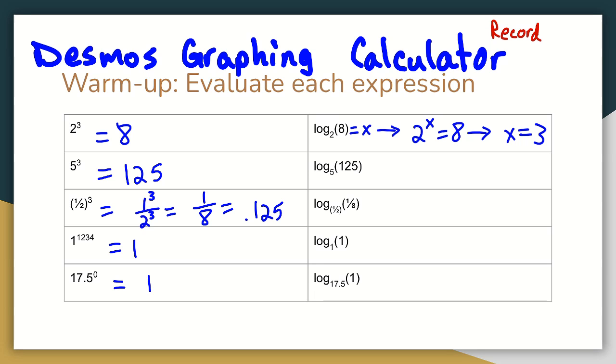So notice that what we're saying here is that this base raised to what power is equal to 8? So similarly, 5 raised to what power is equal to 125? 5 to the third power is 125. So I could have rewritten that, 5 to the third is equal to 125 once we know that it equals 3.